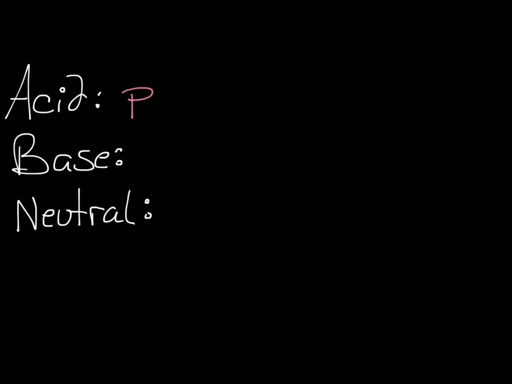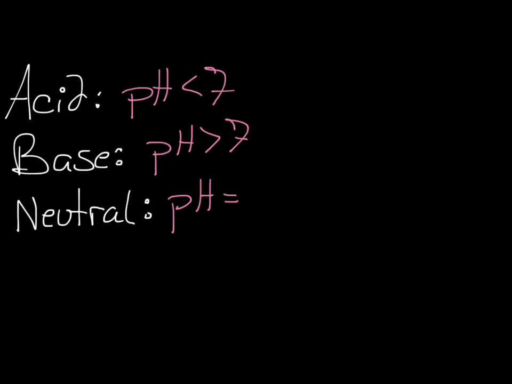As you know, hopefully, the pH of an acid is going to be less than 7. The pH of a base is going to be greater than 7, and the pH of something neutral is going to equal 7.